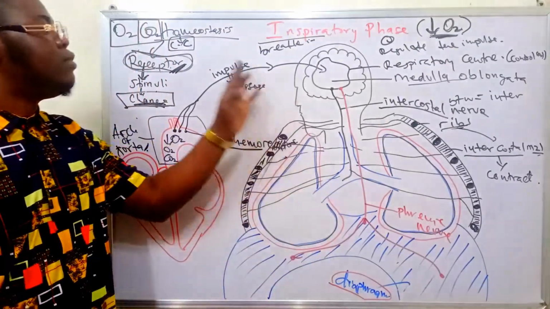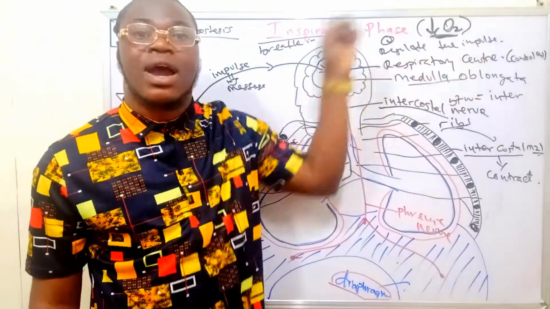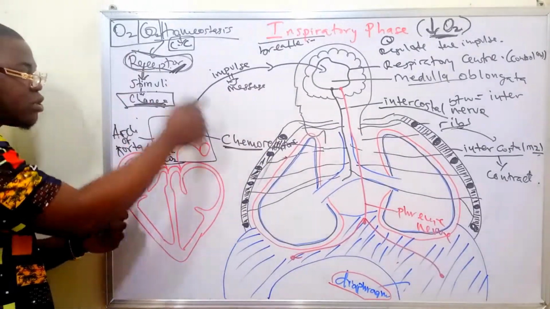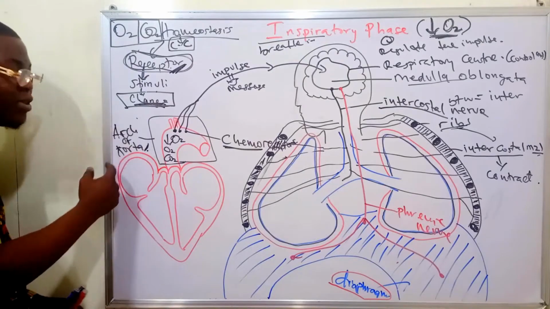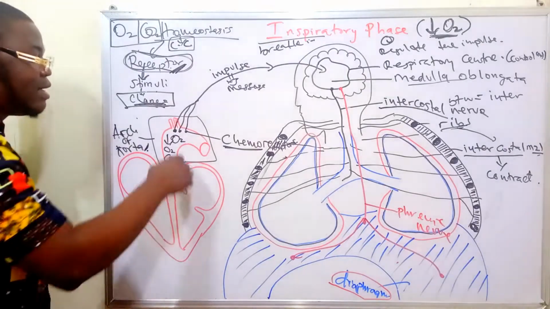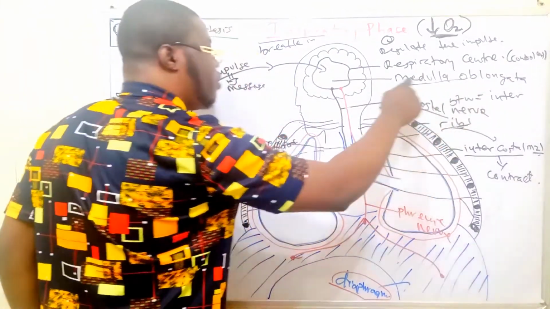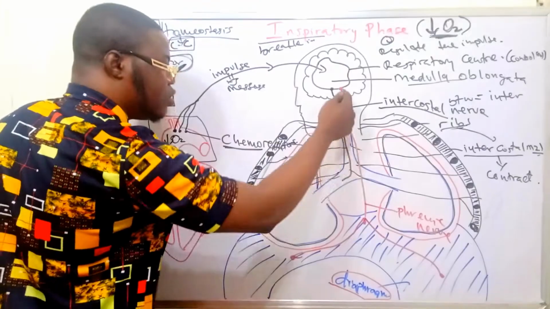We said for the inspiratory phase, there is a reduction in the level of oxygen, right? And after that, using your knowledge of homeostasis, receptors called the chemoreceptors will detect that change. And they are mostly found in the arch of the aorta and the carotid arteries. And then they are going to send an impulse to the what? To the medulla oblongata. And the medulla oblongata will regulate the impulse, 1. And 2, is going to send impulses through the what?